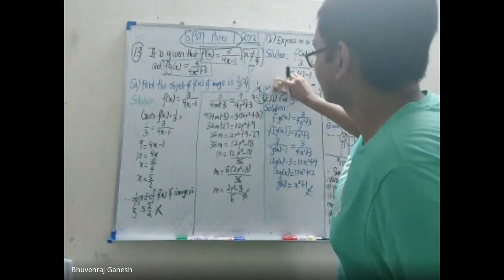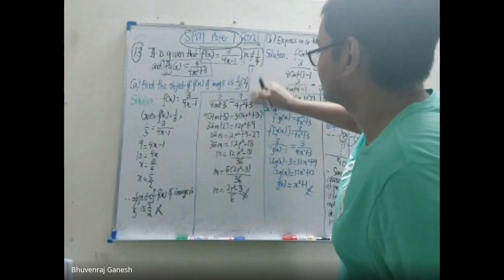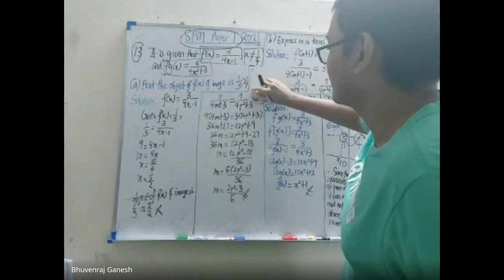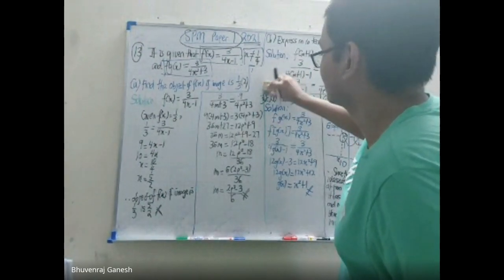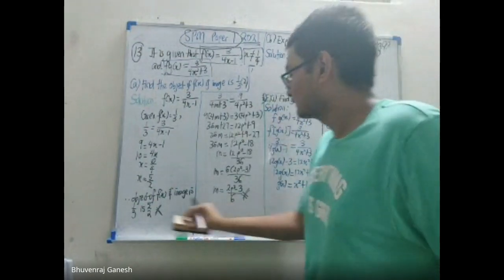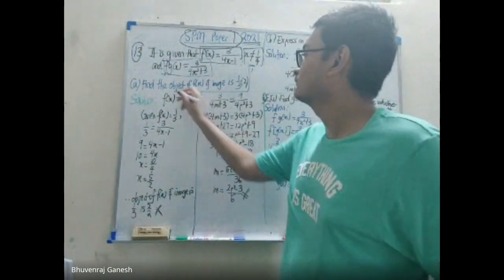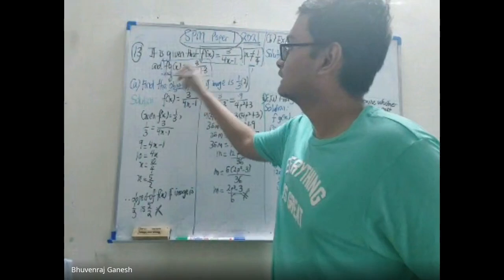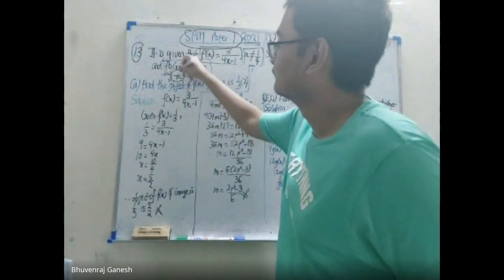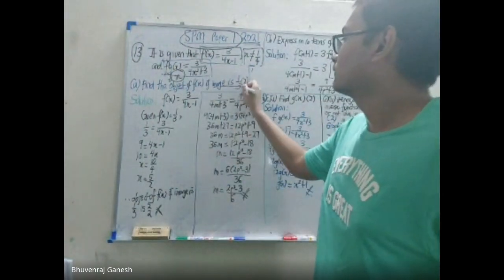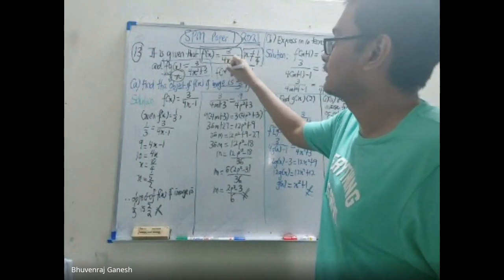Now when we go to the sub-question, the first one is: find the object of f(x) if the image is 1 over 3. You have to underline the keywords here. Object: you want to find the object, which means they want you to find x. If the image is 1 over 3, it means you will assume that f(x) is 1 over 3.